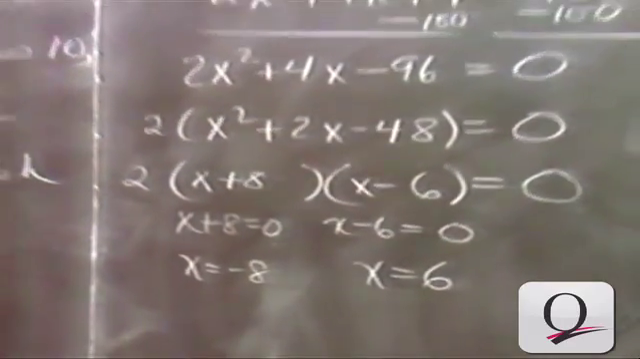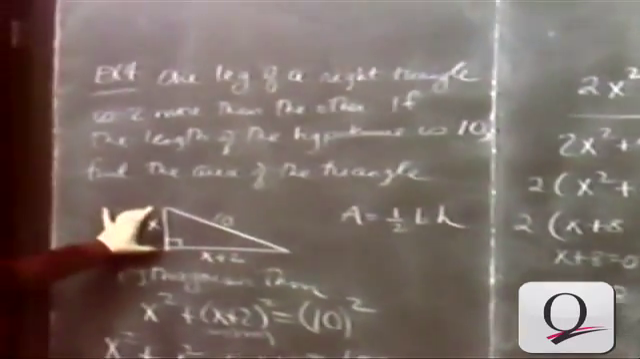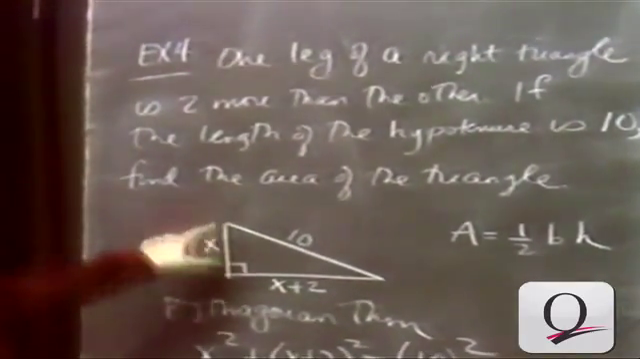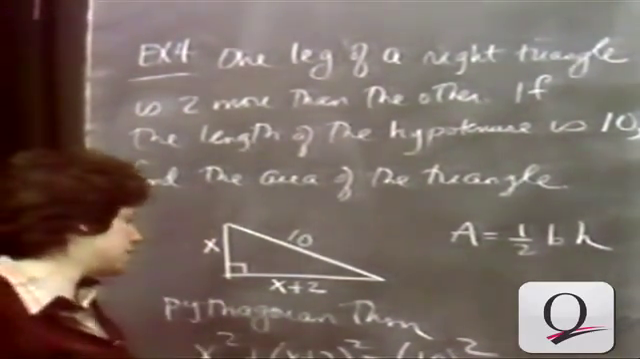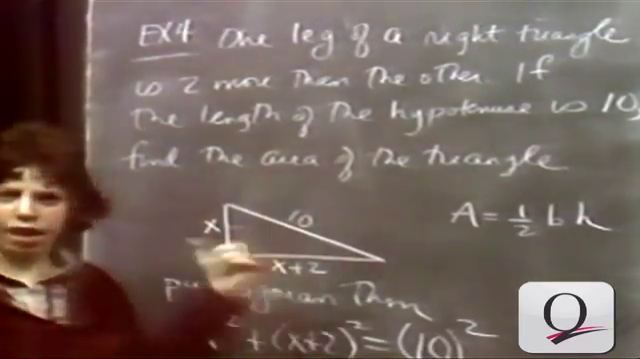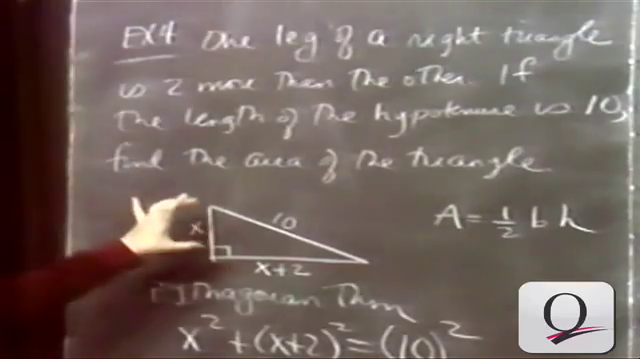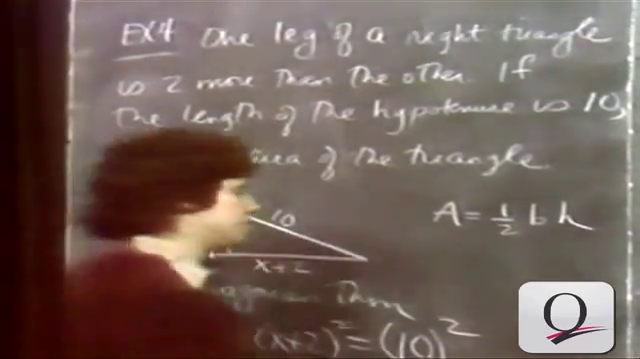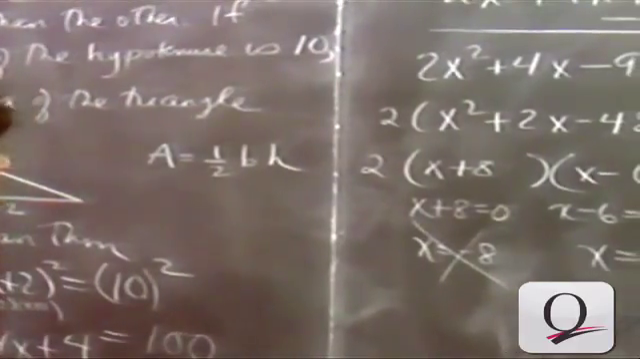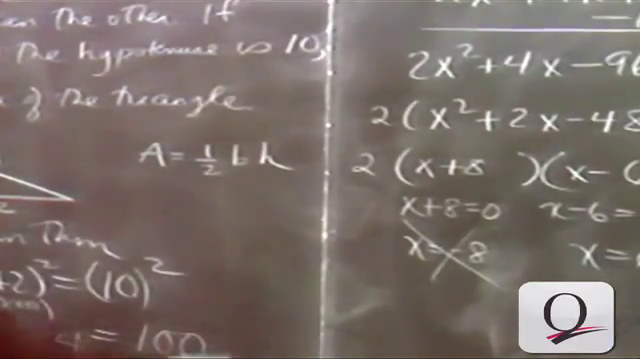Since x represents the length of the side of a triangle, we will reject the negative answer. Although x equals minus 8 is an algebraic solution to this equation, it doesn't make any sense from the point of view of the actual problem. X represents the length of this side of the triangle, and therefore we do not take negative length. So the only answer to this problem is x is equal to 6.